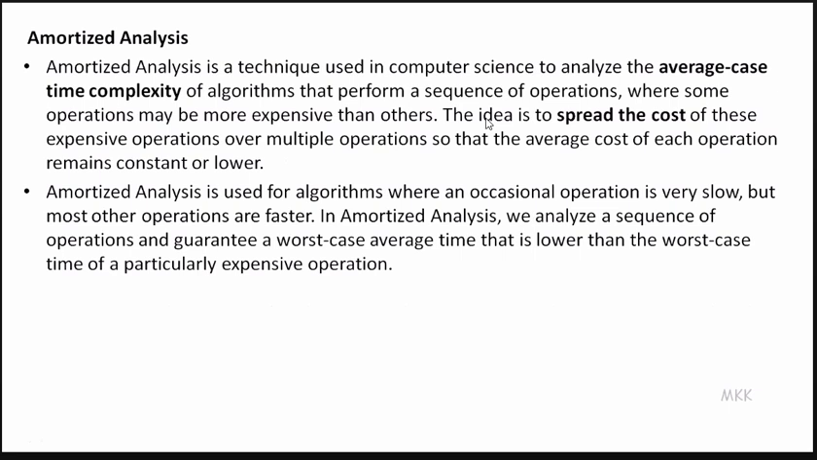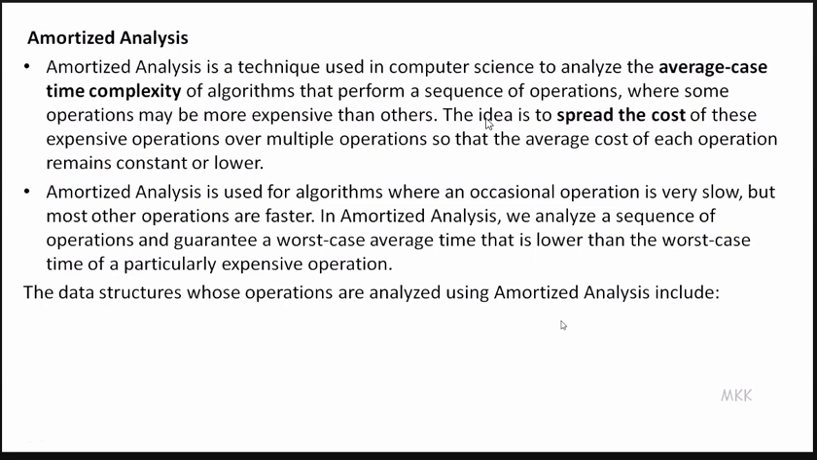In this analysis, we analyze a sequence of operations which will guarantee the worst average time, which will also help us with a particularly expensive operation. The data structures whose operations are analyzed using amortized analysis also include hash tables, which you already learned in data structures, as our unit 1 is completely about data structures. Here we will discuss hash tables, disjoint sets, and splay trees. These three different types of data structures will be used in amortized analysis.